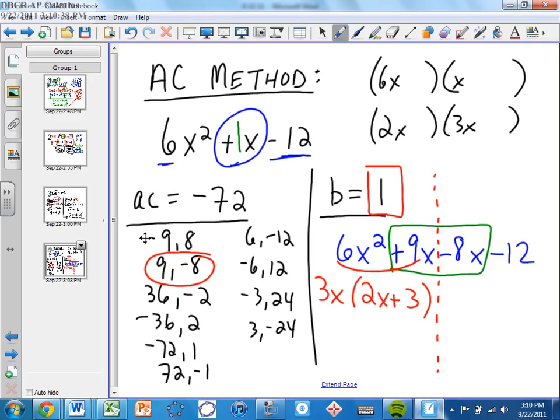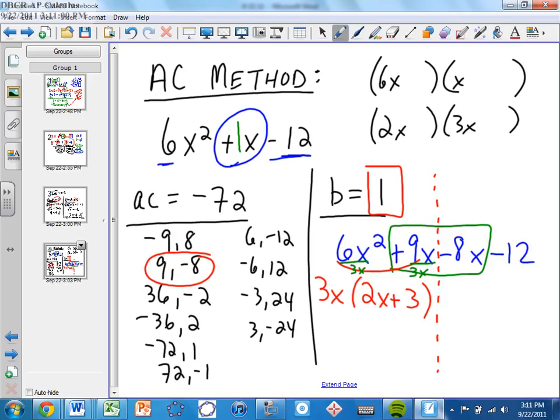Again, how do I get this 2x plus 3 over here? If I take my 6x squared and divide it by 3x, I get back to 2x. So think of this like dividing by 3x, and think of this as dividing by 3x. You see what I'm doing? 9x over 3x is back to 3. 6x squared over 3x is back to 2x.